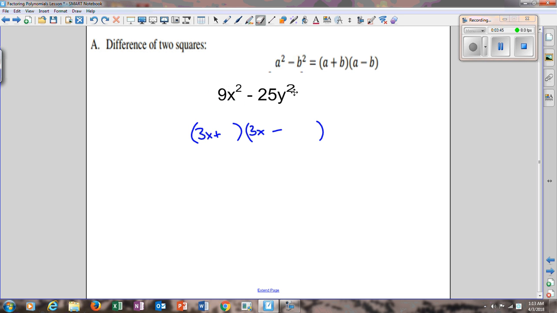Then what squared gives you 25? It has to be a 5. So it's plus 5, minus 5, and then y times y gives you y squared. So your answer would be 3x plus 5y and 3x minus 5y. And that's how we do difference of 2 squares.